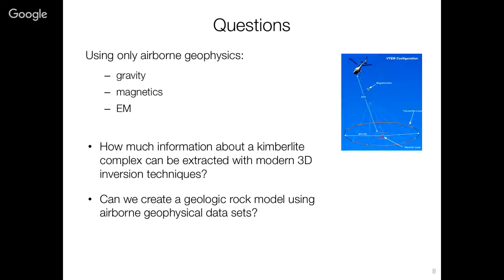So our question is that, okay, using only the airborne geophysics, gravity, magnetics, EM, how much information can we extract about a kimberlite complex just by using our 3D techniques? Can we actually make a rock model? Like, let's take a geophysical rock model and use that to talk to the geologists and maybe work together to put some names on things.